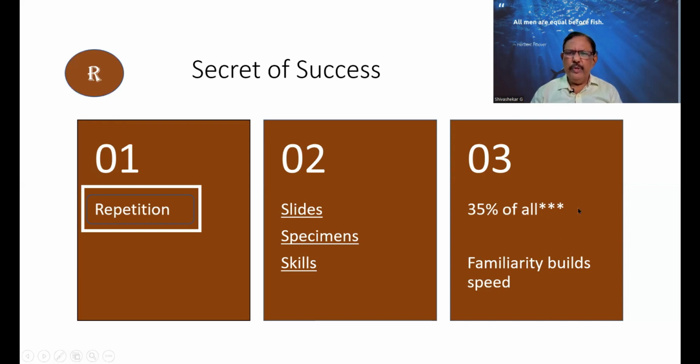And if at all you know 35% of all procedures or answers, 35%. Shock. You know only 35% of it. You are an excellent student in the second year. And familiarity will build the speed. We have got another 1 year to repeat the entire thing.